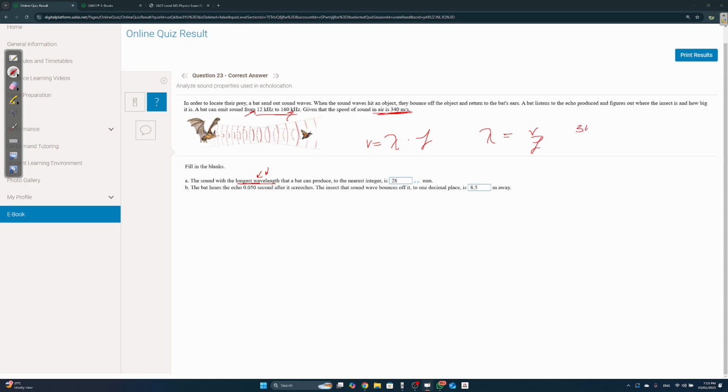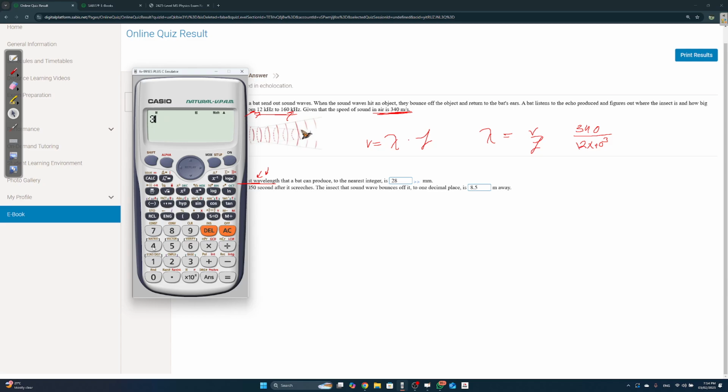So the velocity is 340 over the frequency, which is in kilohertz, so multiply by 10 to the power of 3. So 340 over 12 times 10 to the power of 3, you get 0.0283. They want it in millimeters, so let's multiply by 1000. You get 28 to the nearest integer.